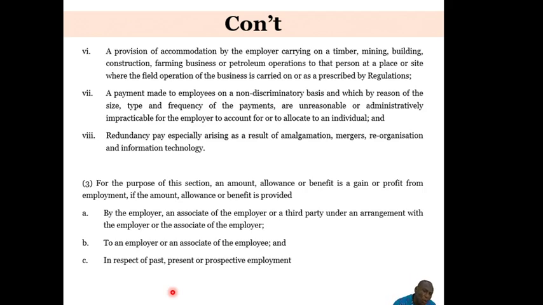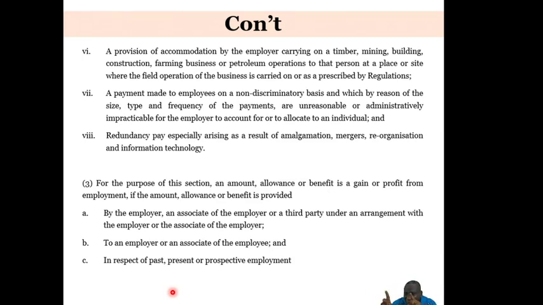If you are an employee and you are working with a timber firm, a mining firm, a building firm, or a construction firm, a farming business, or you are with a petroleum operation, that's an upstream petroleum operation, okay? And you are being hired at the site or the field where the operation of the business is being carried on, though it is the employer who is providing accommodation for you, which would have been a benefit in kind, which would have been added. So here you have to number it: timber 1, mining 2, building 3, or construction, farming, petroleum.